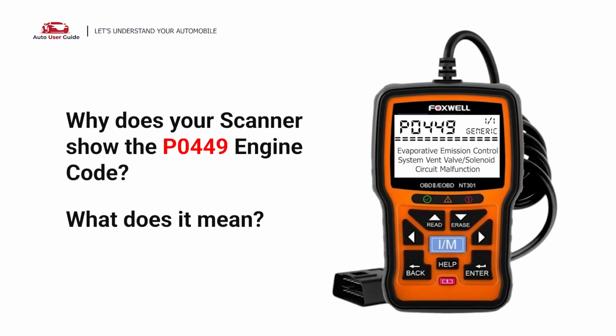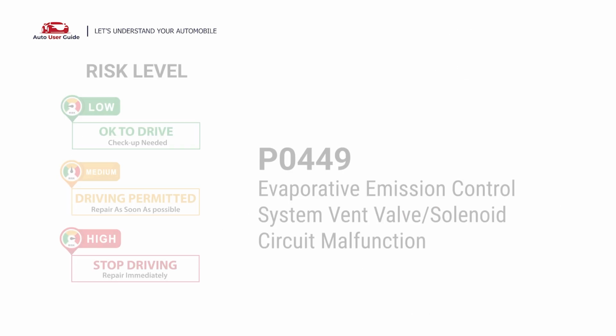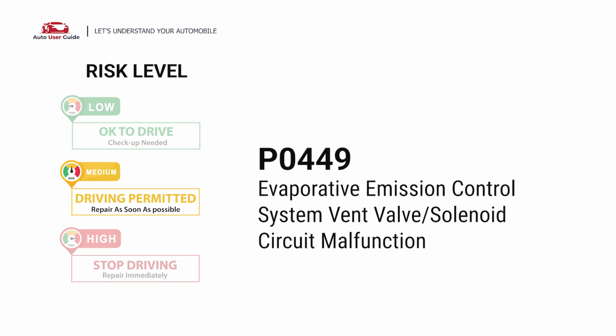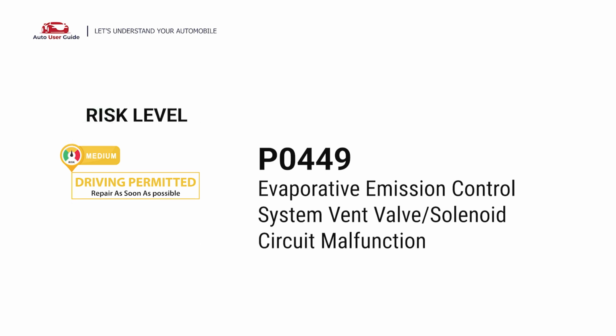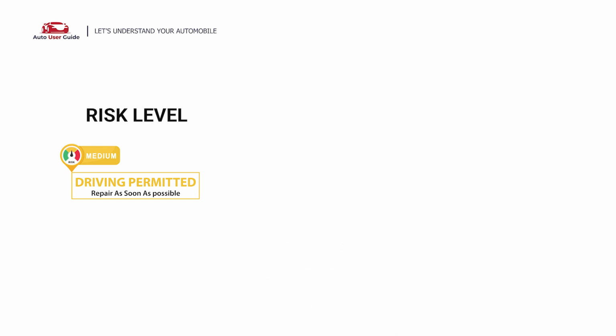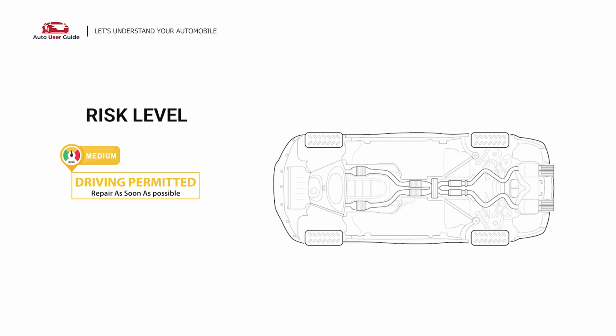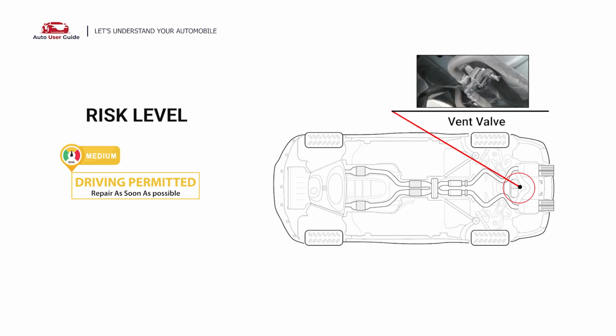Why does your scanner show the P0449 engine code? What does it mean? P0449 is a diagnostic trouble code for evaporative emission control system vent valve solenoid circuit malfunction. This code indicates a malfunction in the evaporative emission control (EVAP) system's vent valve or solenoid circuit. Under this circumstance, short-distance driving is permitted, but your vehicle should be repaired as soon as possible.